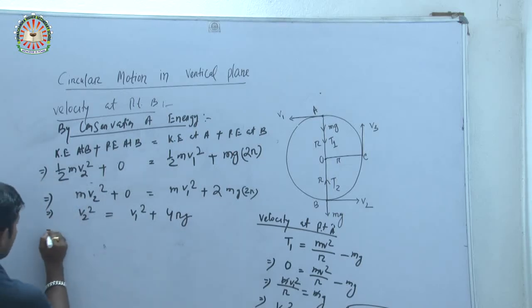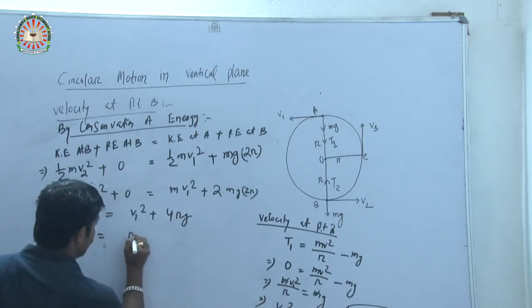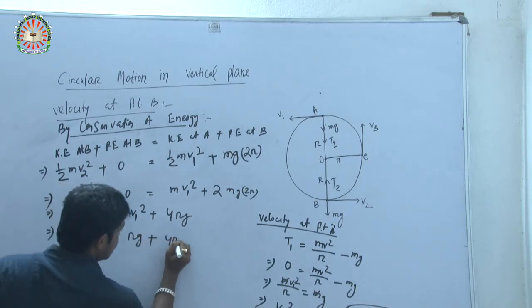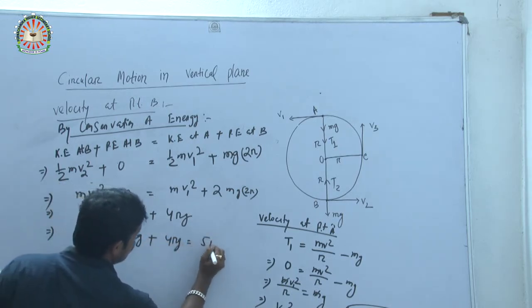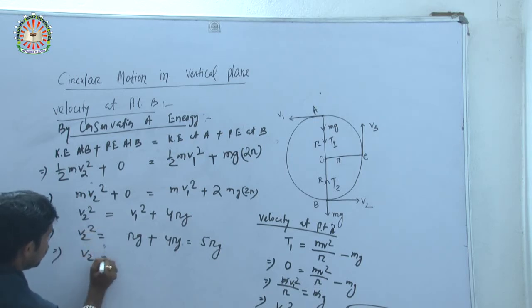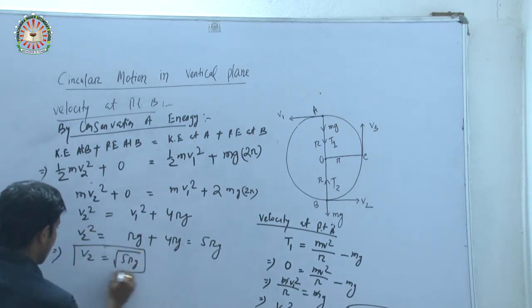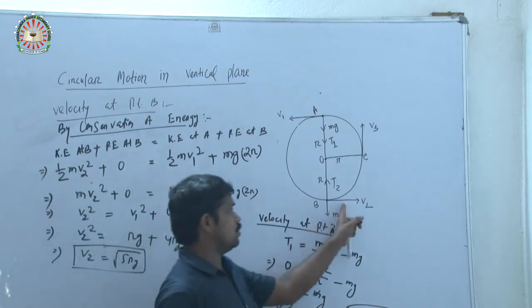Now m cancelled out. Now in place of v1 square I can put rg plus 4rg. So that is your 5rg. So that implies v2 is equal to root over 5rg. So this is the minimum velocity at this point.